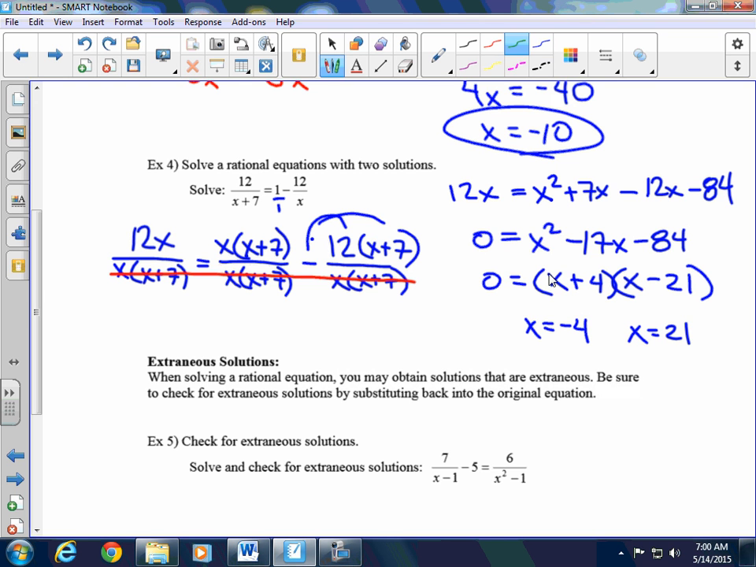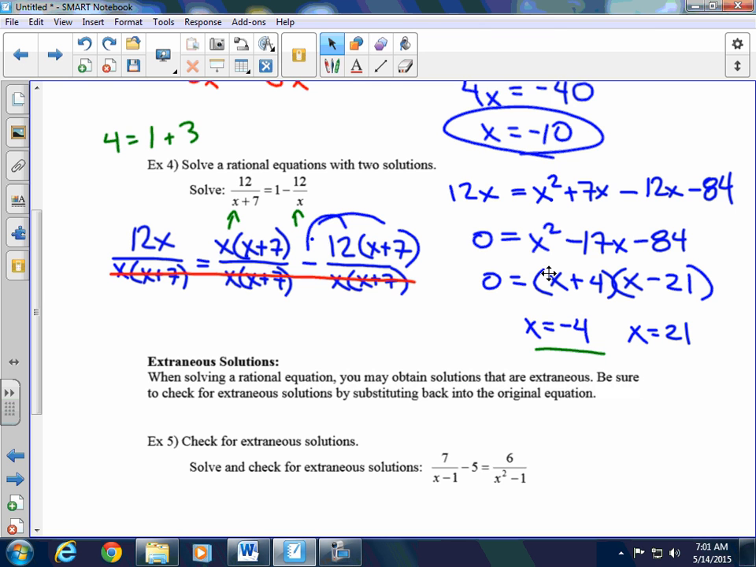So let's plug these in. So we put in a negative 4 everywhere there's an x. So we're going to have negative 4 plus 7, that's 3. 12 over 3 is 4. And then put in negative 4. So we're going to have negative 12 over negative 4, which is 3. 1 plus 3 is 4. That one will work.